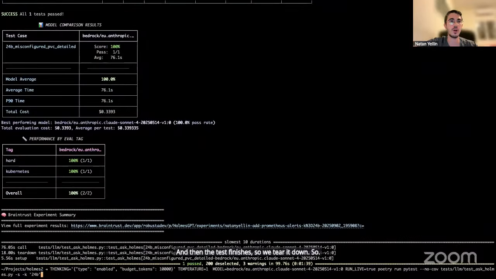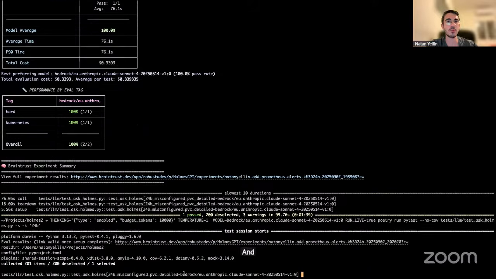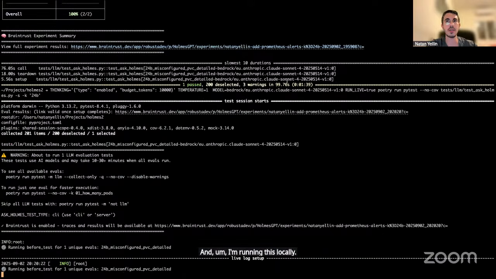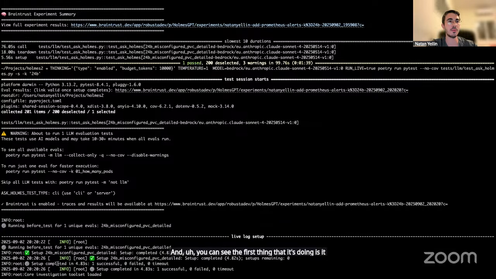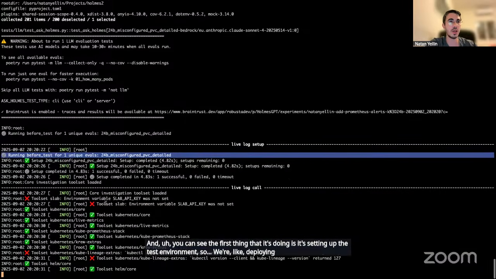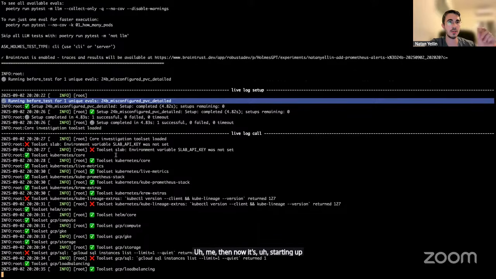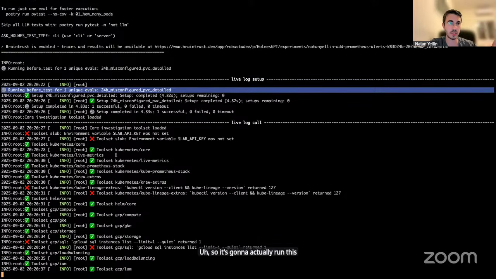So let me just go and run that. I'm running this locally, and in this case I'm running it on Sonnet. You can see the first thing it's doing is setting up the test environment, so we're deploying manifests to the cluster. Now it's starting up the AI agent, so it's going to actually run this scenario.